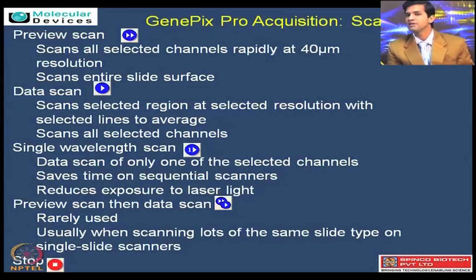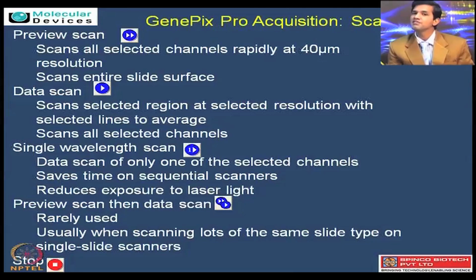So for example, if you start with the preview scan, you decide which pixelation suits you and which laser power suits you. Once you are able to make these decisions, you can go for your own data scan. People prefer that because there is sometimes a bleaching effect on the fluorophores, so they want to avoid longer exposure. So multiple scanning is avoided.